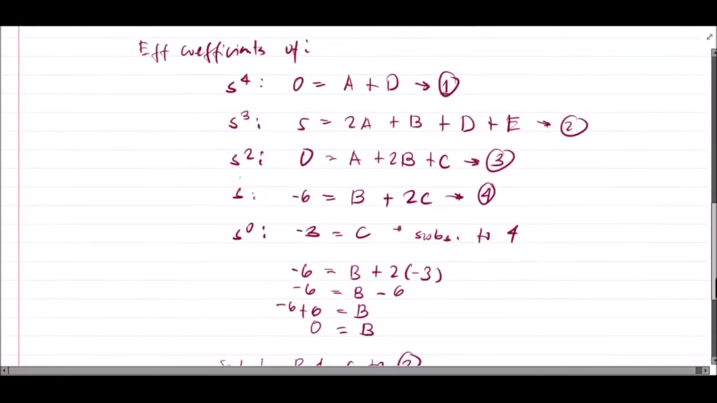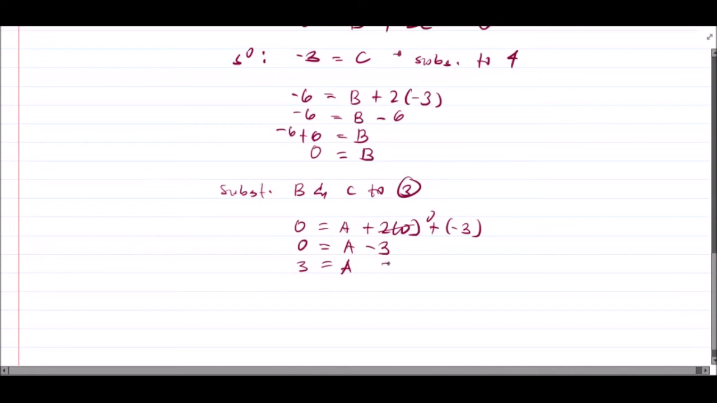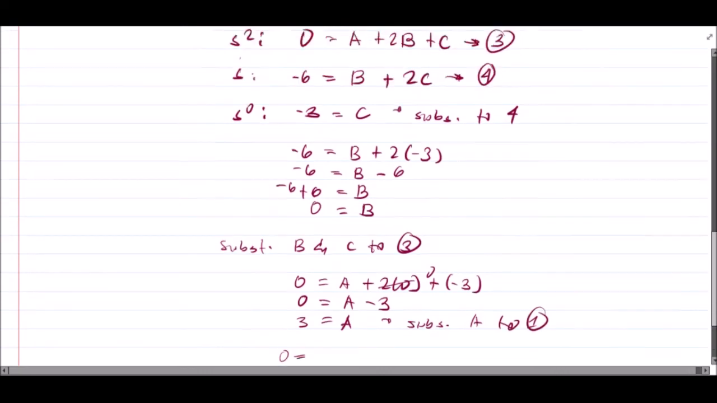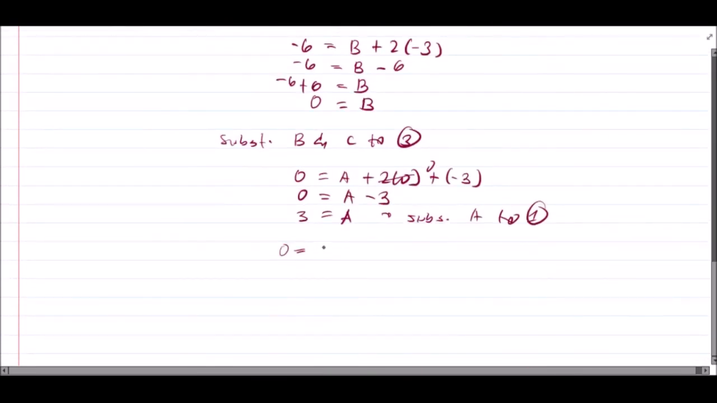Then what's next? We need to substitute a into equation 1. So we just need to copy our equation 1 here. Equation 1: 0 is equal to a plus d. From this one, we could solve for our d. So 0 is equal to 3 plus d, so we move 3 to the other side, and that will be negative 3 is equal to d.